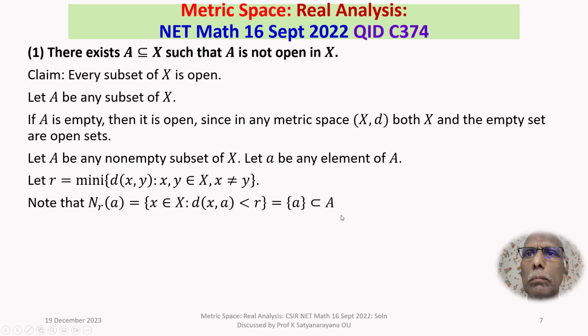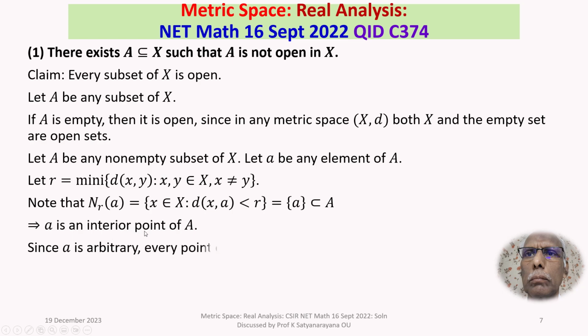This means to say that a is an interior point of the set A. Because a is chosen arbitrarily, this is true for every element of A. Therefore, every point of A is an interior point of A. If every point of A is an interior point of A, then A is open. And how is A taken? A is any subset of X. That means it's arbitrarily taken. That means every subset of X is open.